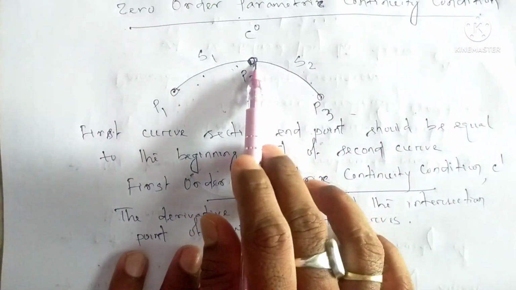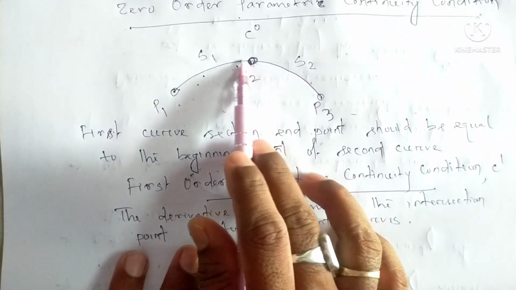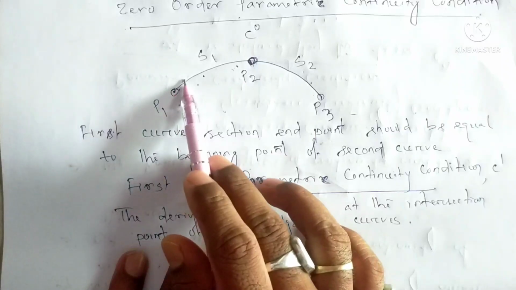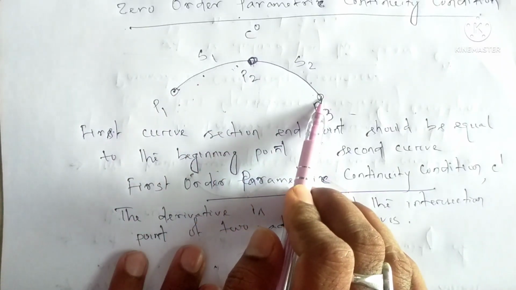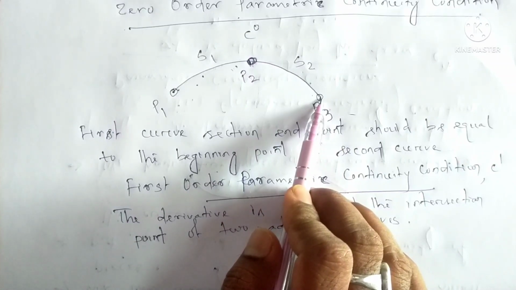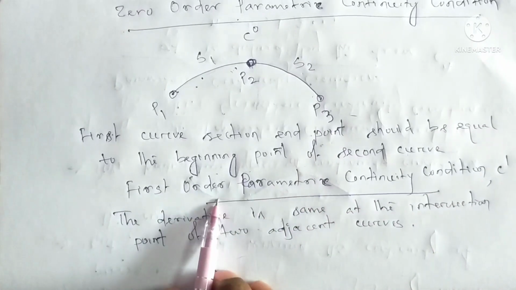So the beginning point of the second curve is also P2. That's why continuity is maintained in your curve, as demonstrated here. So that is the zero order parametric continuity condition. The second parametric continuity condition is your first order.